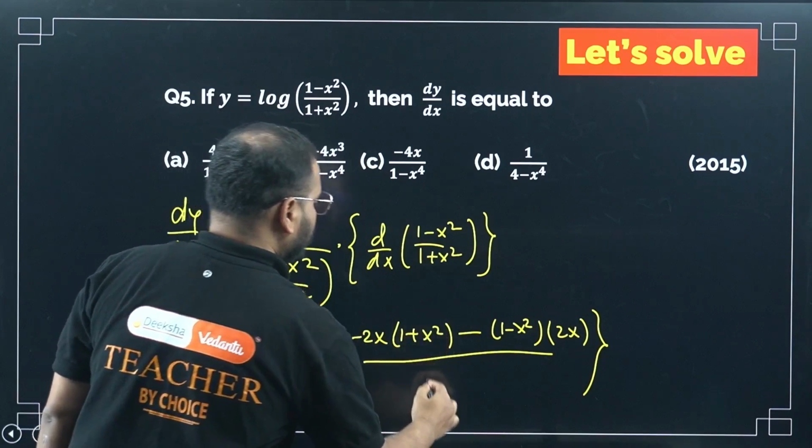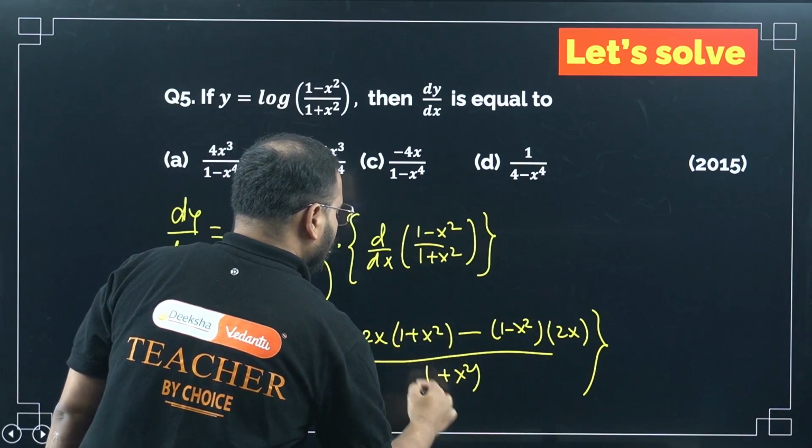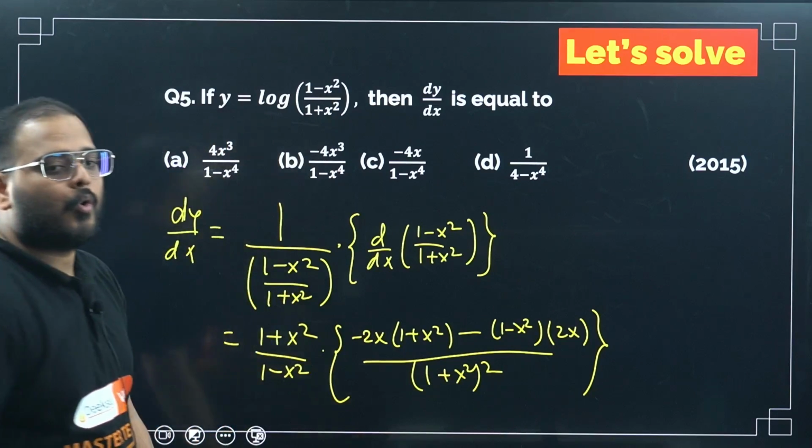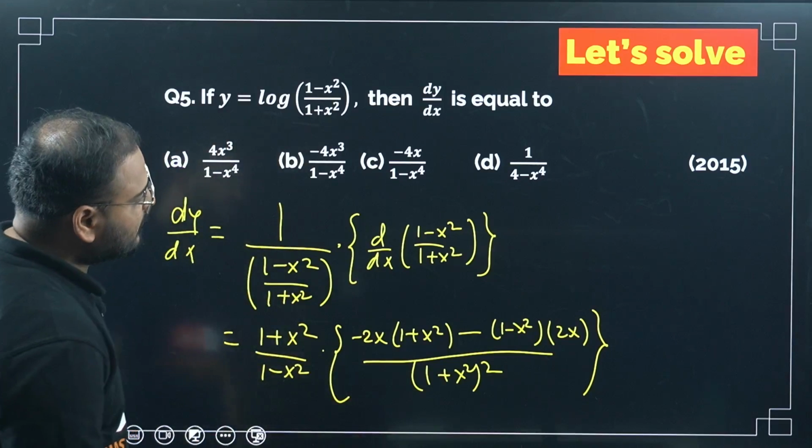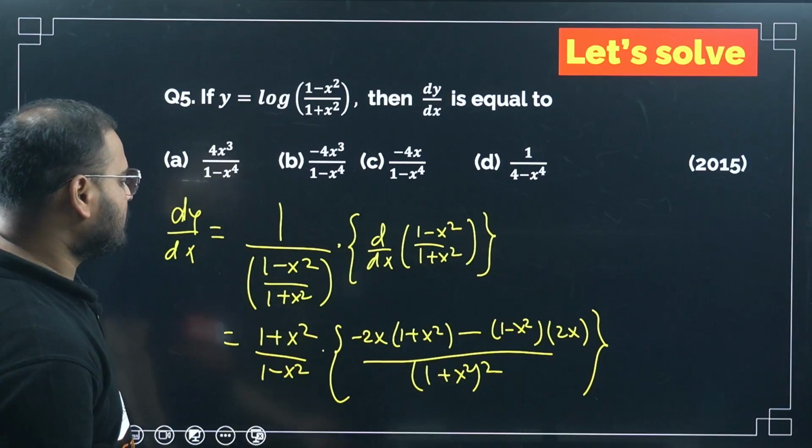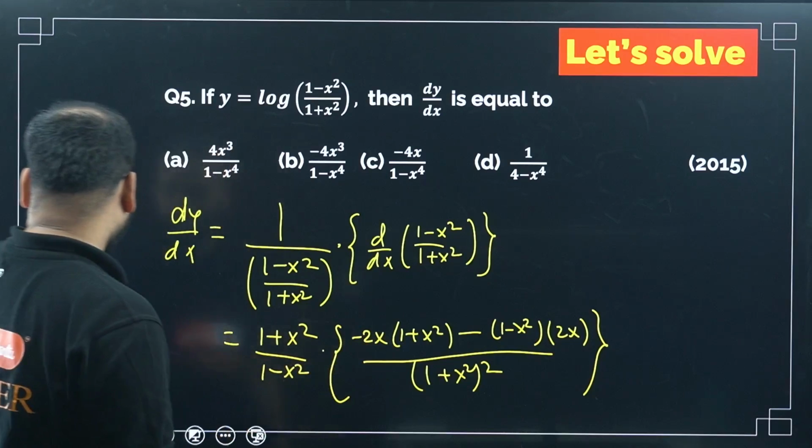What is the denominator? The square of the denominator. So 1 plus x square the whole square. Okay. So can we simplify it over here only? Not required. Let's just take 2x common. I'll write it over in the next step.